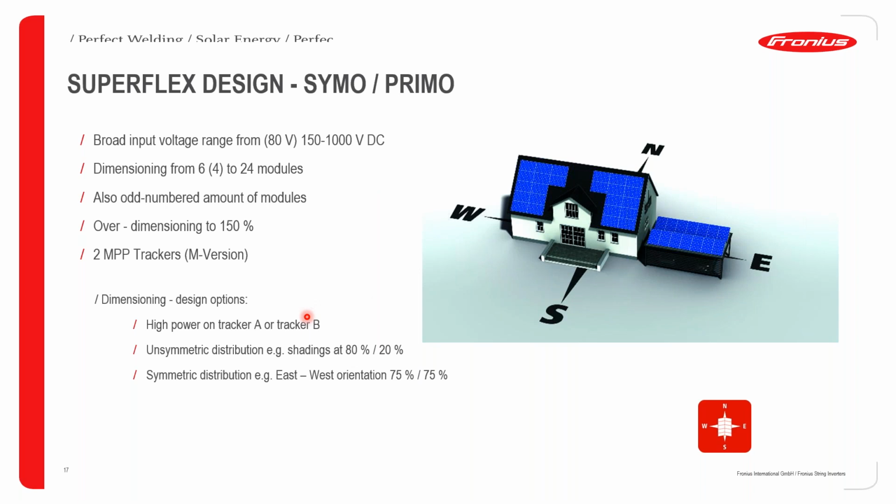What you can also do is unbalance your trackers. So you can, for example, add 80% on tracker 1 and then add 20% on tracker 2, and you will not get any system underperformance. You can also have a symmetric distribution. So you can also balance your trackers. That's completely fine.